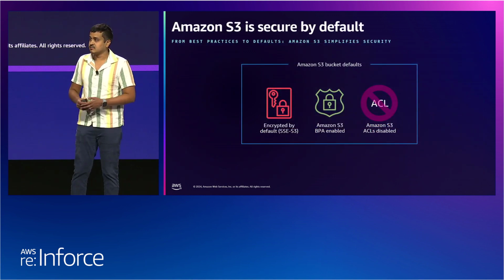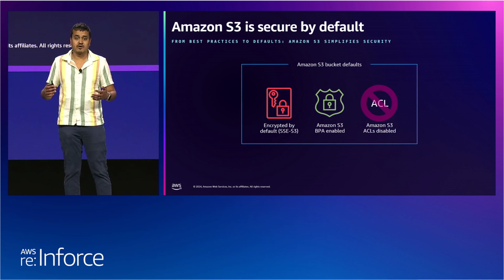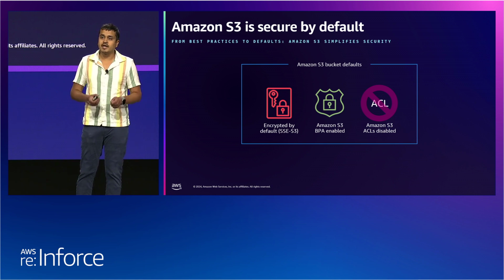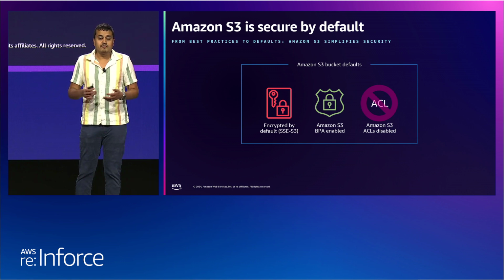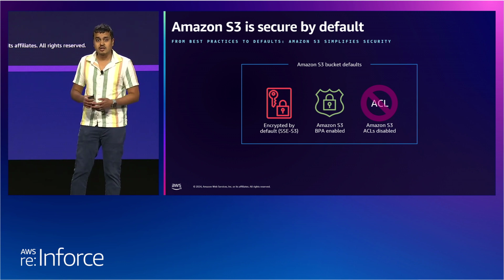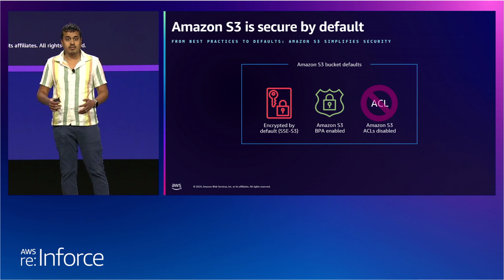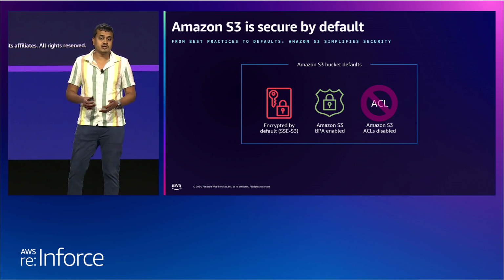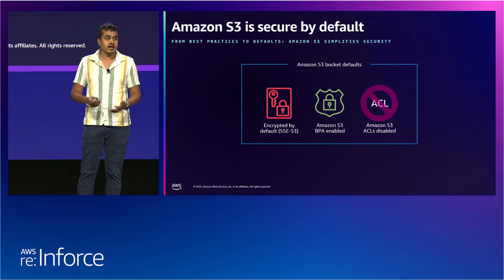Moving on, S3 is secure by default. We've taken multiple steps in the last couple of years to change defaults in ways that help you remain secure in the cloud. The first one is encryption by default, so any new data that lands in S3 is encrypted. The other two are at the bucket level. S3 block public access is turned on by default. S3 access control lists are turned off by default for new buckets. We made this change in April last year, helping keep customers safe everywhere.